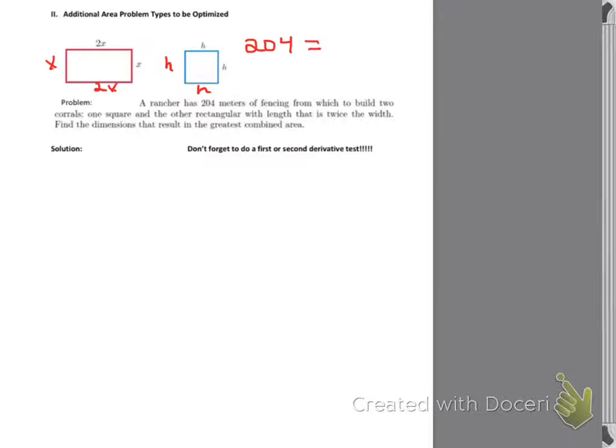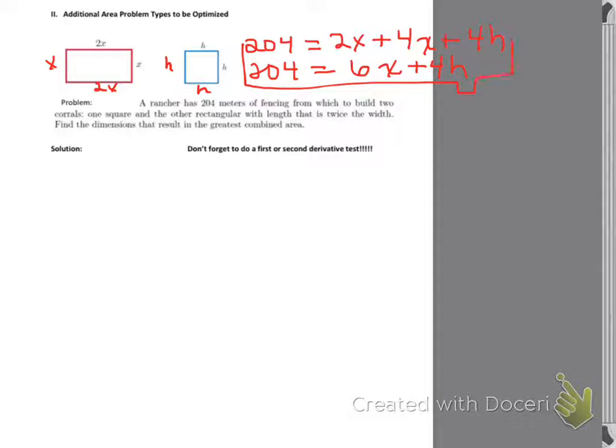204 has to equal, so 2x, because x plus x, so that's 2x, plus 2x plus 2x is 4x, and then plus I have h plus h plus h plus h, so that's 4h. So let's simplify this a little bit. So 204 has to equal, combine like terms, I have 6x plus 4h. And all the red right here, this red, will be the constraint. Okay, so this is my constraint.